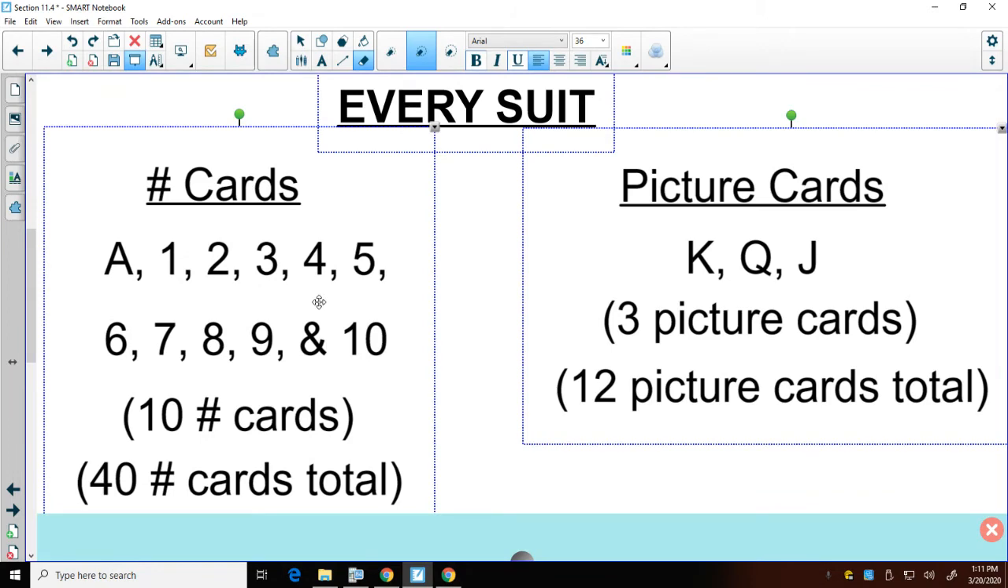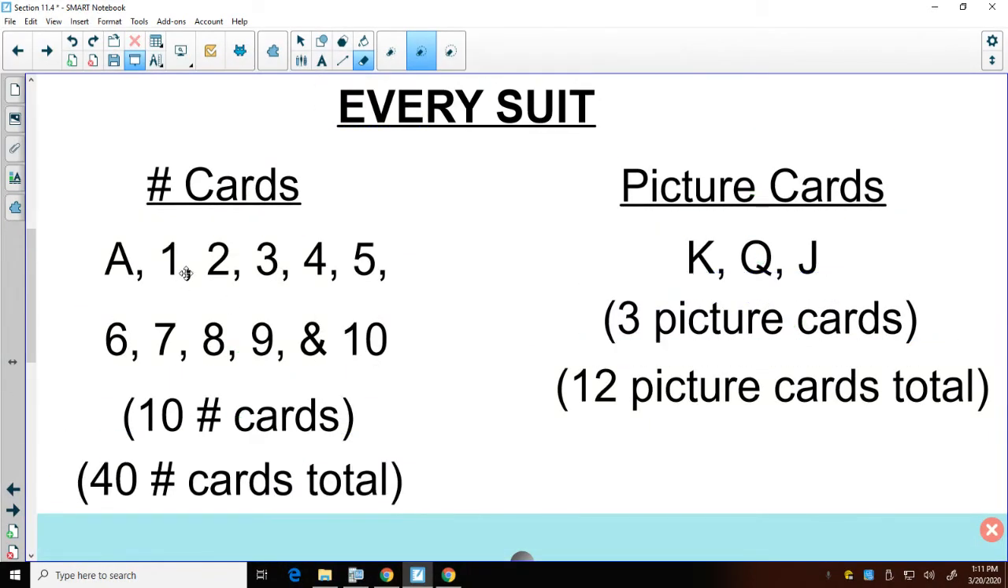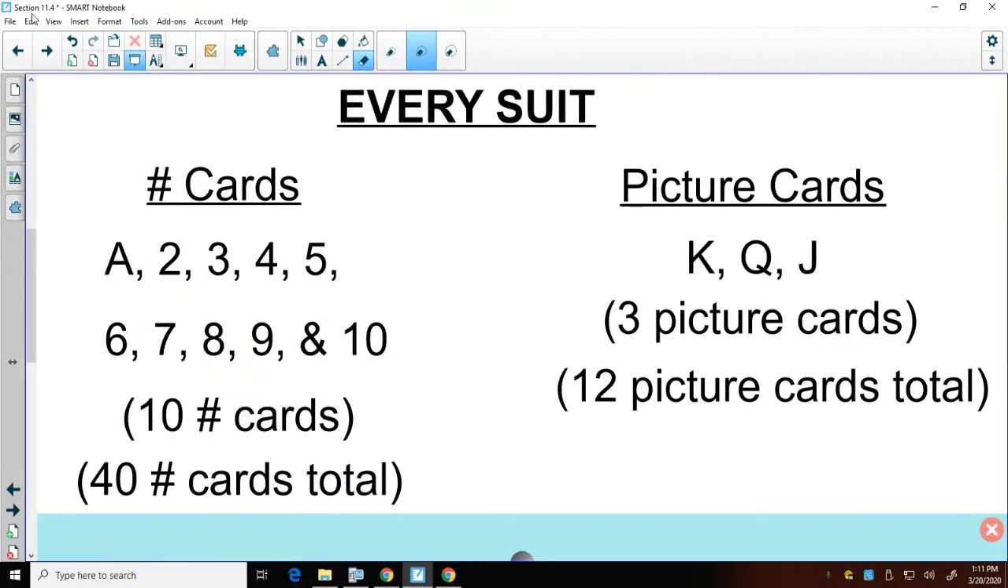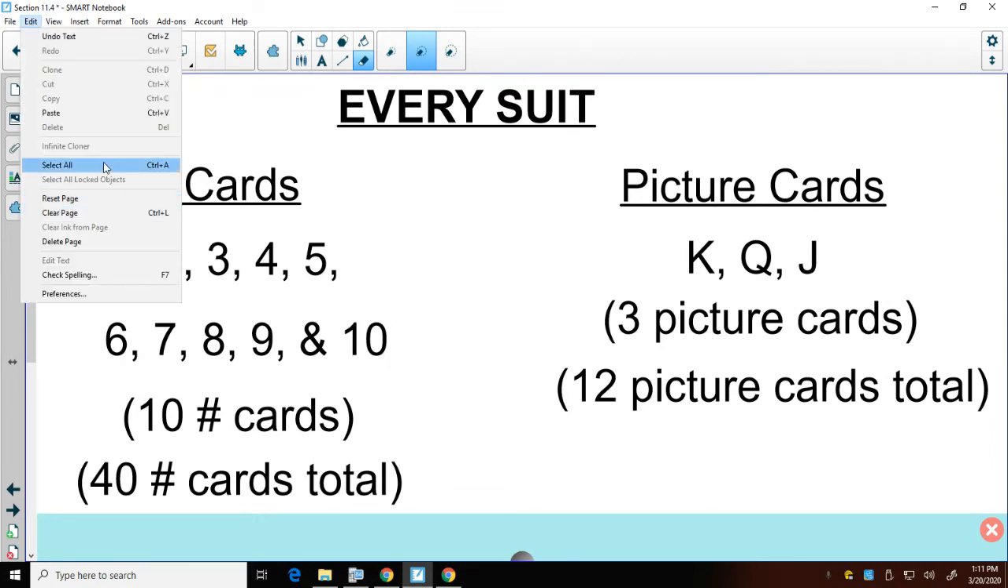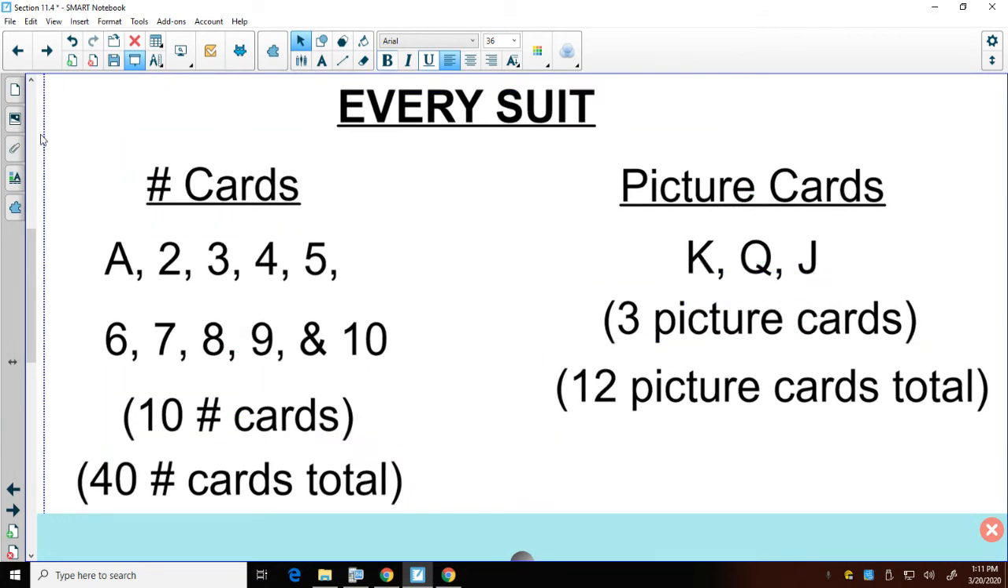Ungroup. I don't know why I put the 1 in here. That shouldn't be there, because the ace represents the 1. I want to make sure I fix that. So put this all back together then. Select all. Group. There we go.